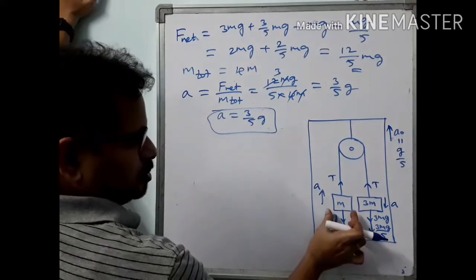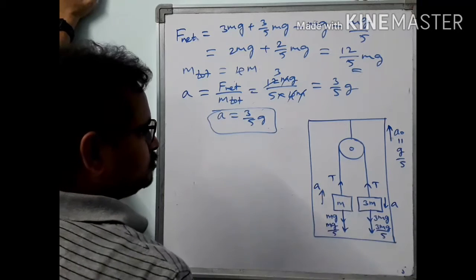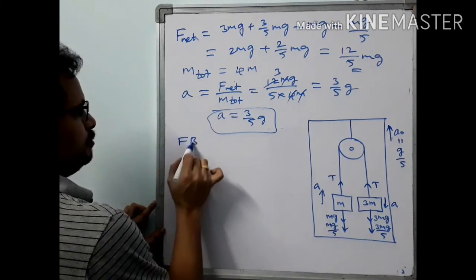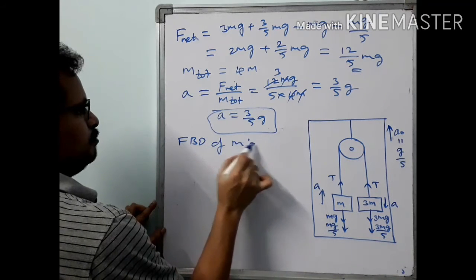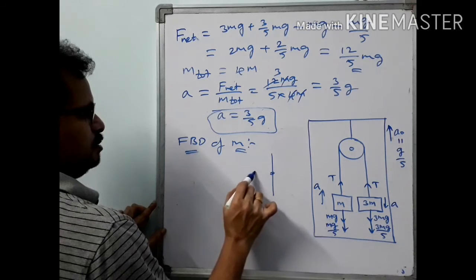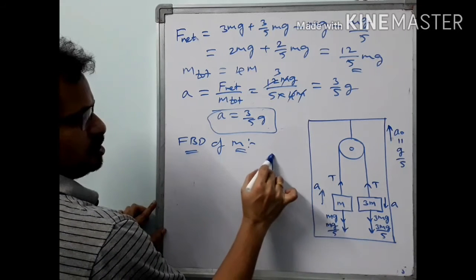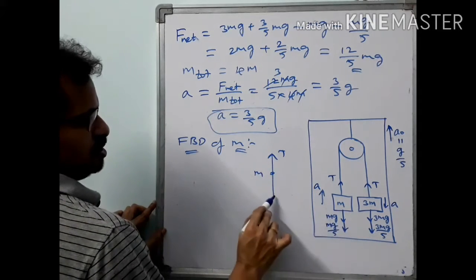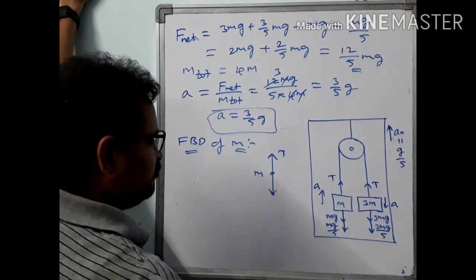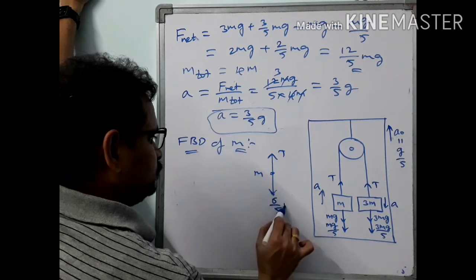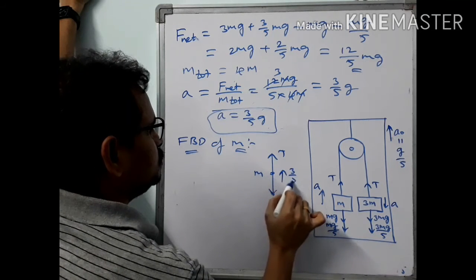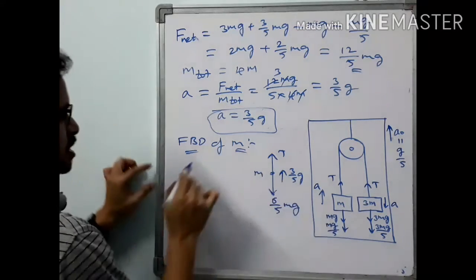So now we have to find tension force here. So how to find tension force? Let us take this one, FBD of m. So make it a point mass. This is m. Upward force is T. Downward force is how much? 1 plus 1 by 5, 6 by 5 mg. Acceleration is upwards. How much? 3 by 5 g. So what is the net force here?